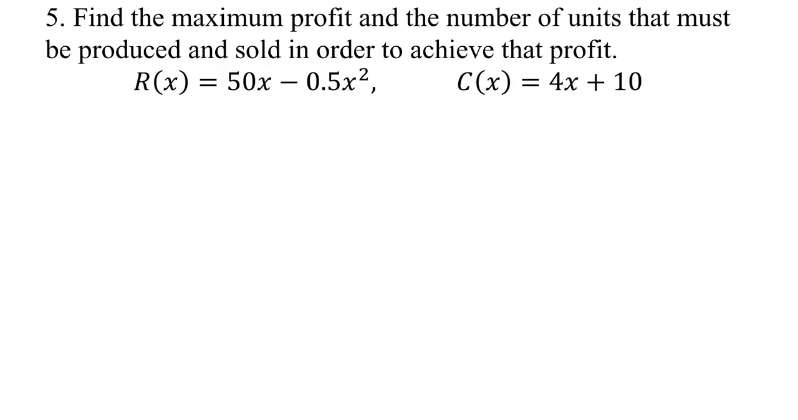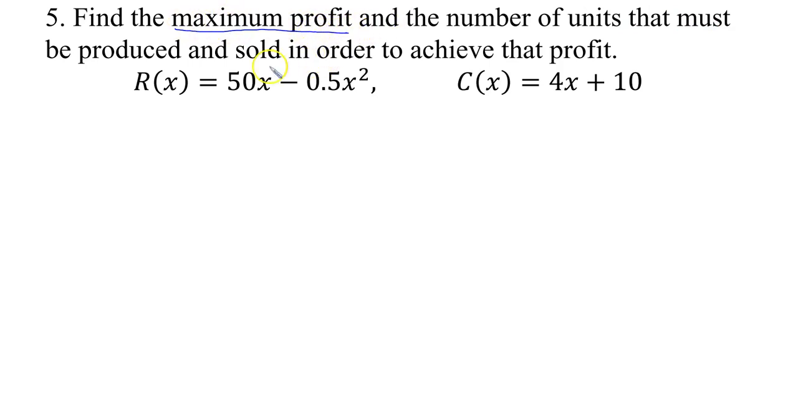Okay. All right, so problem number 5 here says find the maximum profit. So again, because it says maximum profit, then our objective function is our profit function. That means since I'm given the revenue and the cost function, the very first thing I have to do is find the profit function. Then I'll find the derivative and so on and so forth. It says find the maximum profit and the number of units that must be produced and sold in order to achieve that maximum profit. So we're also going to be looking for the value of X, and then we're actually going to be looking for the value of the profit.